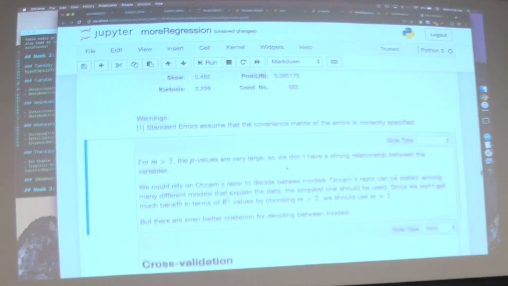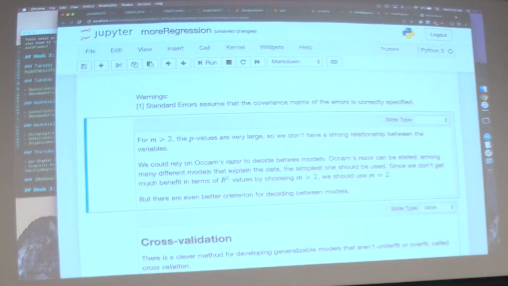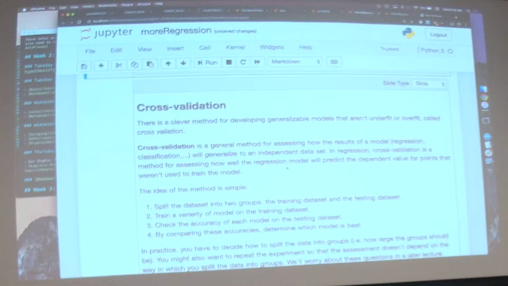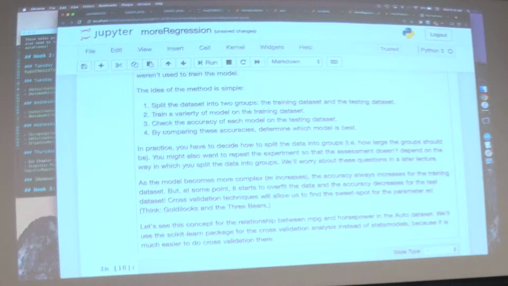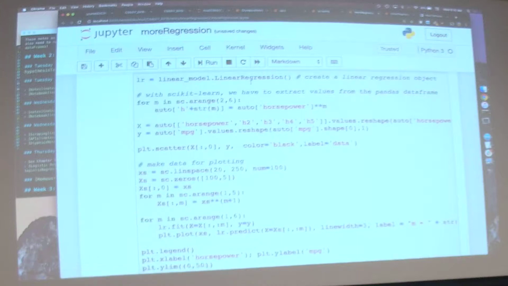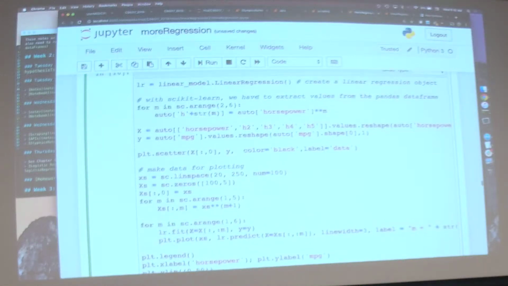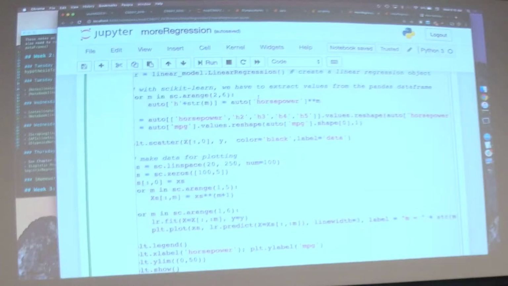Right. So we'll take a look at another data set and do some cross-validation. The idea is basically to split our data, train on one set, and look at the accuracy on both sets. That will tell us whether we are underfitting or overfitting our data. So we're going to use scikit-learn instead of statsmodels for this.